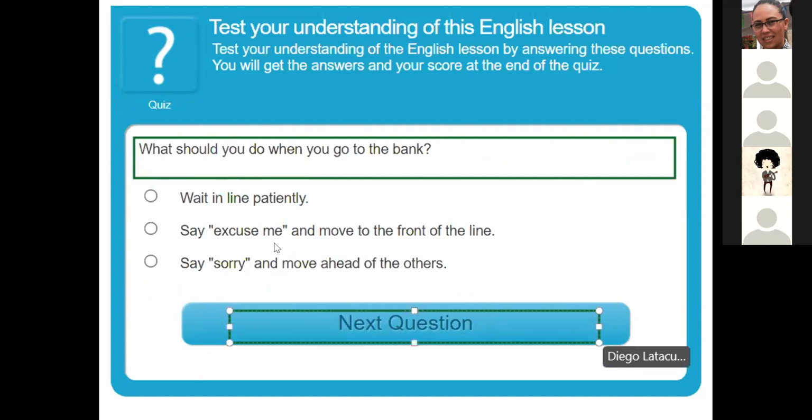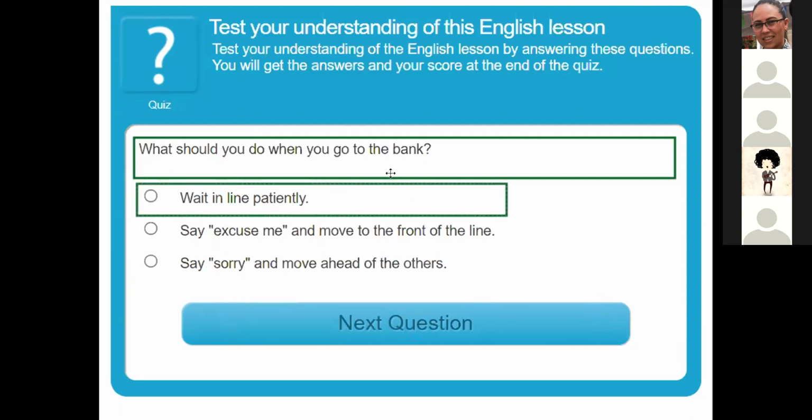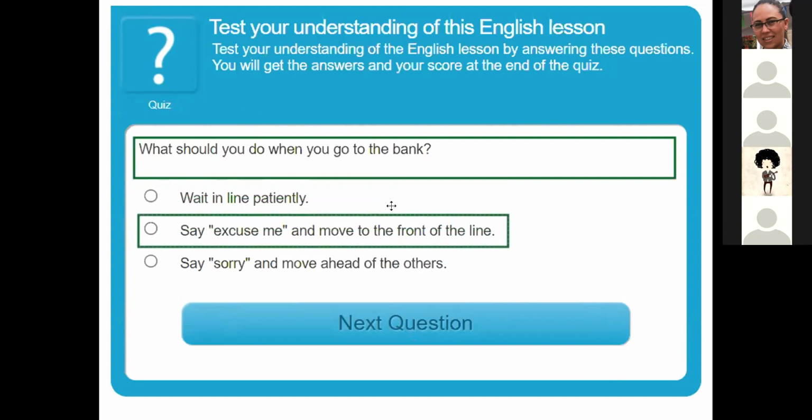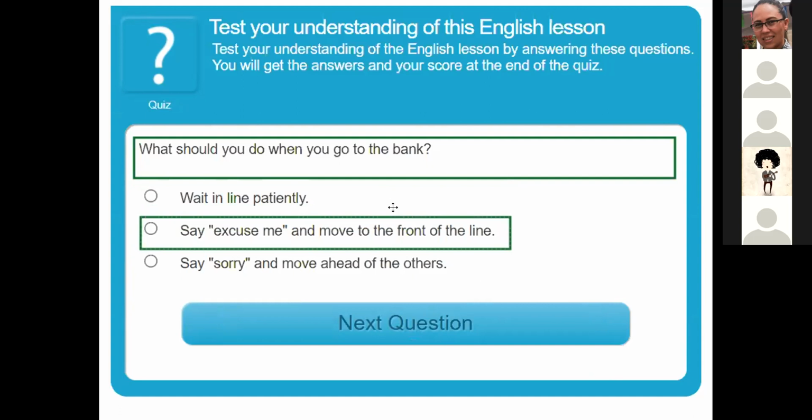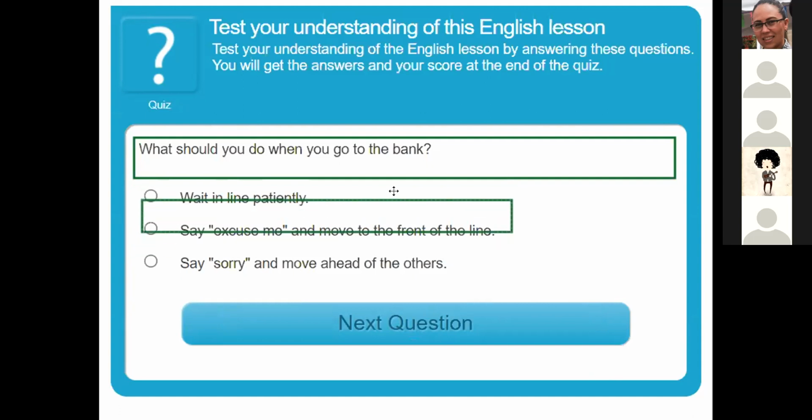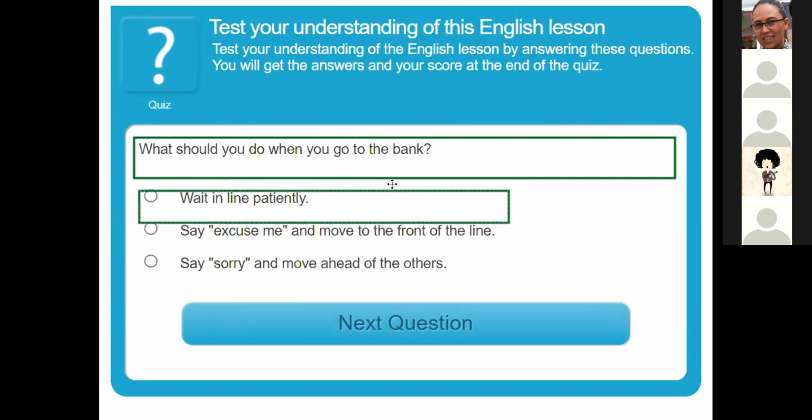Wait in line patiently, maybe, or say excuse me. I don't know. Okay, let's analyze the option, okay? Wait in line patiently, esperar en la fila pacientemente. It could be a good option. Let's see the second one. Say, excuse me, and move to the front of the line. The first one. Okay, yeah, the first one is the answer, yes.